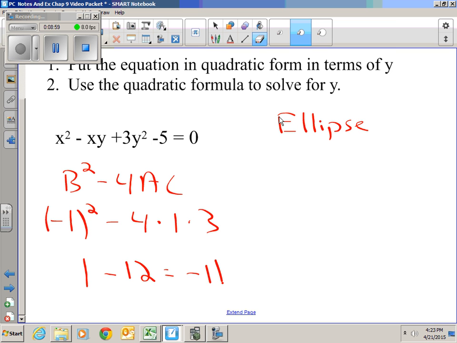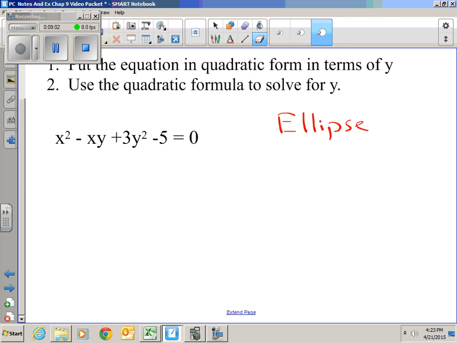Right now I'm just going to erase that work so I have more room to come up with my graph. So first thing we're going to do is solve this for y. We're going to do that by writing this in what we call quadratic form. Okay, so I'm going to set these three terms, and I'm going to take my y squared terms first. So I'm going to rewrite this as 3y squared.